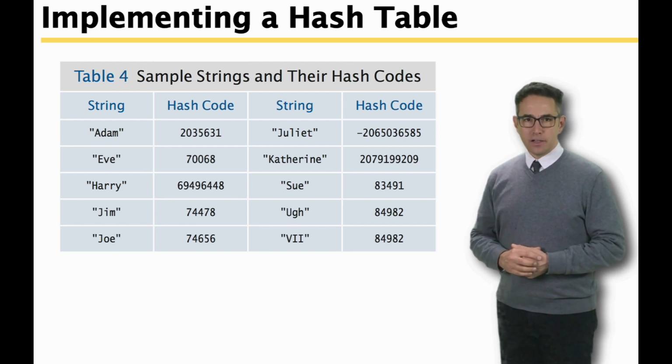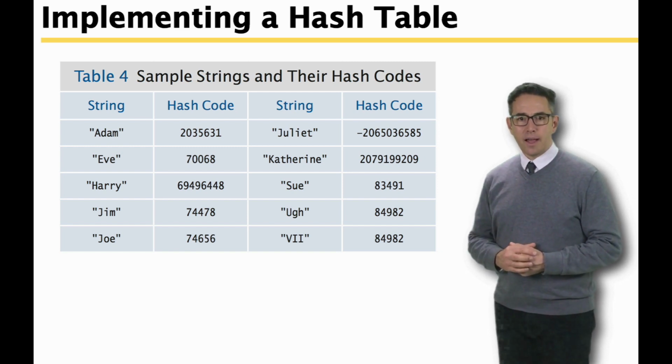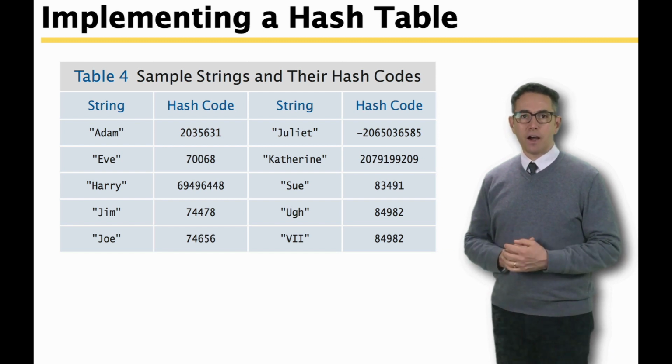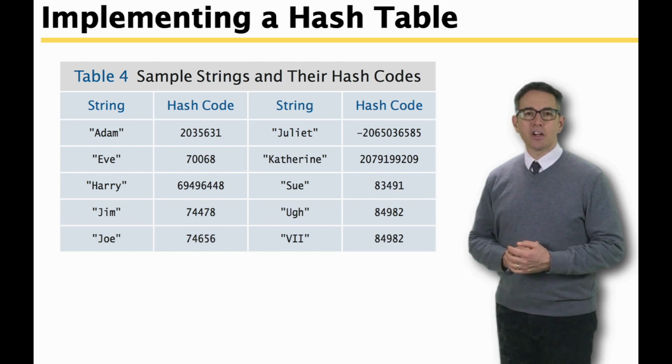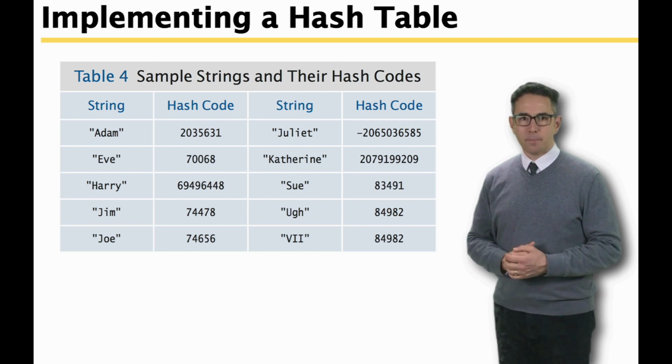You'll notice that they're integers, and you'll notice that sometimes they're negative integers. It's a fingerprint, it's a unique integer, and we can write a function that takes in a string and returns a hash code.